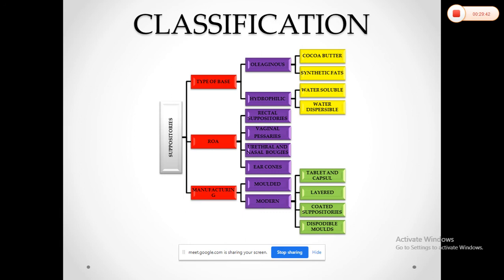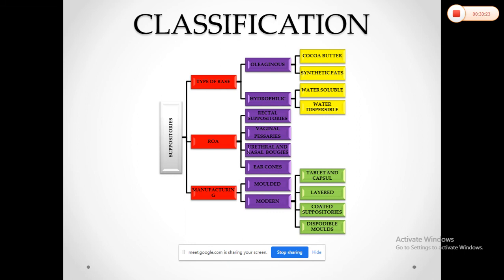Then there are layer suppositories. These layer suppositories contain different drugs in different layers. Basically, this is used to avoid incompatibility between different drugs. Drugs having different melting points or different dissolution rates can be incorporated to control the rate of release of medicaments. In a layer suppository, two or three ingredients are placed one over the other in specific layers.